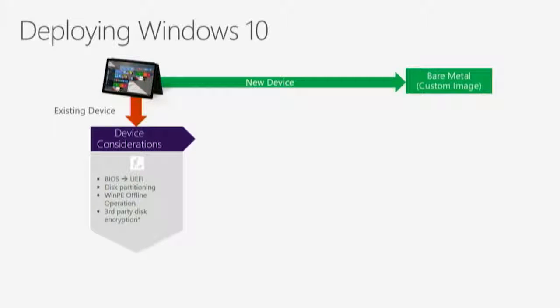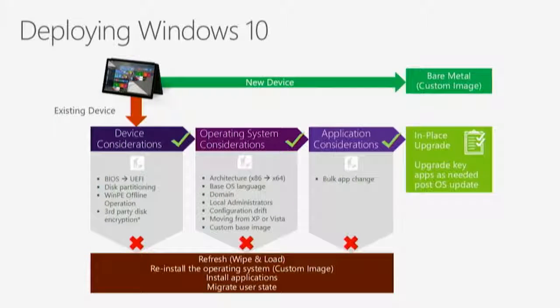As far as deploying Windows, rather than looking at all these considerations, have you just made the decision to do wipe and load because that's what we're familiar with, and not taken into account that if none of those considerations apply to you, we could actually do an in-place upgrade?